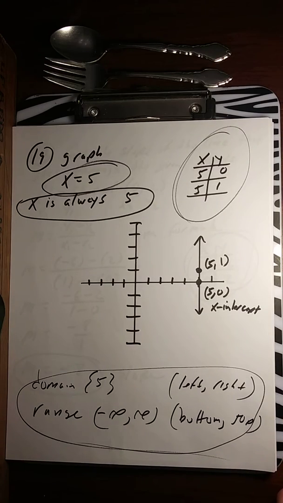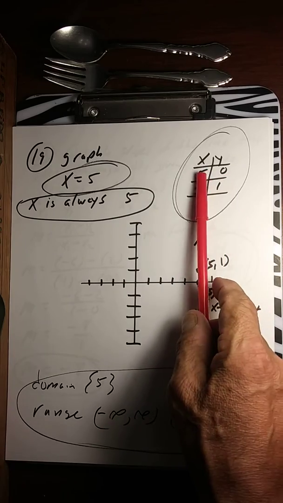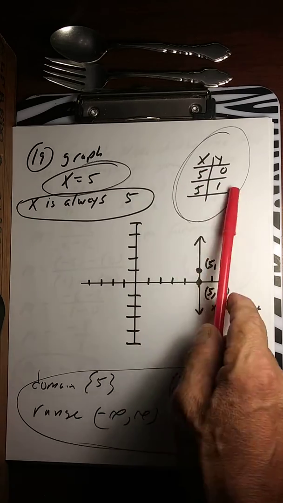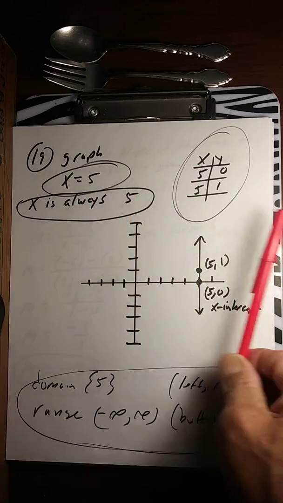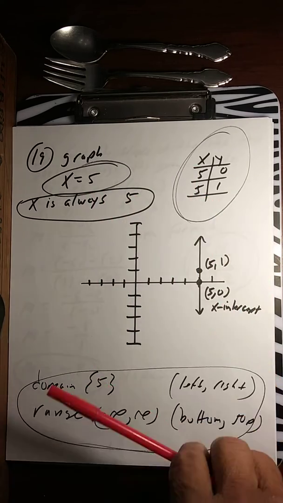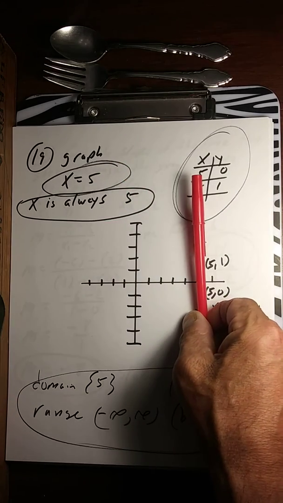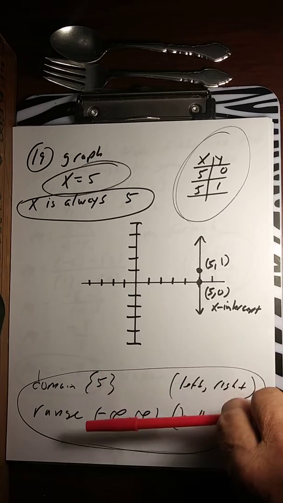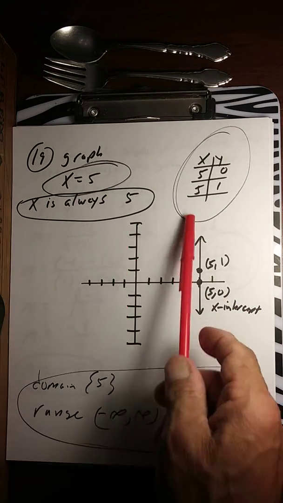Graph x equals 5. This one, x is always 5. So 5 and 0, 5 and 1. So it's a line going like this. Domain is going to be just 5. And the range is going to be what? Bottom is going to be negative infinity to infinity. Domain is just the number 5. Range is what? Negative infinity to infinity, because x is always 5 in this one.